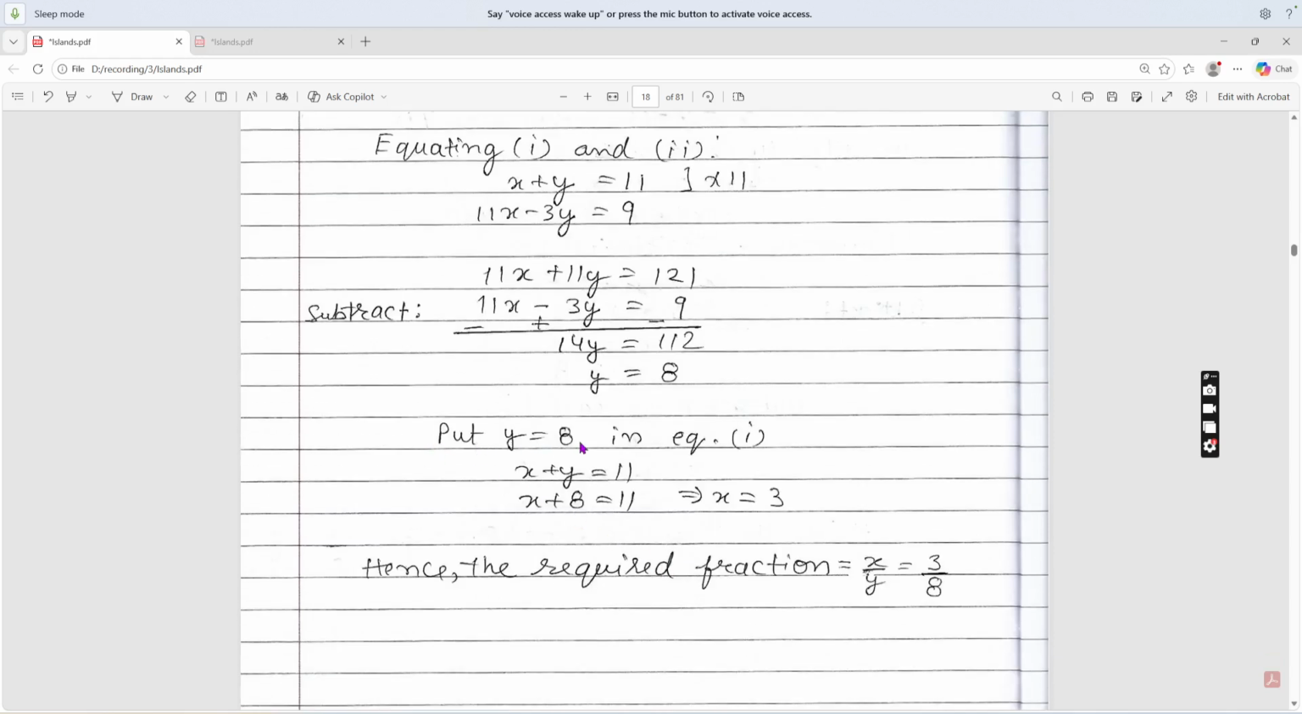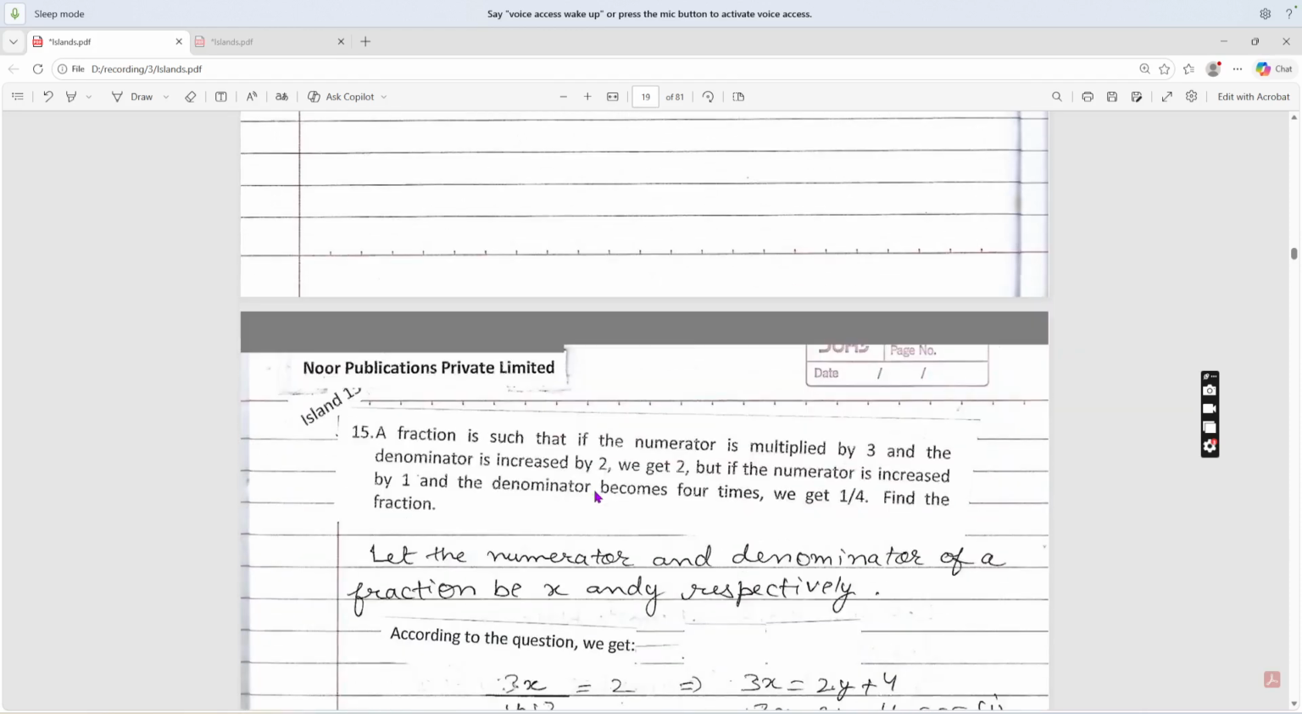Now we are going to put y is equal to 8 in equation 1. x plus y is equal to 11, means x plus 8 is equal to 11. So x is equal to 11 minus 8, that is 3. So our fraction would be 3 upon 8. Why? Because it is x upon y, and x is 3 and y is equal to 8.